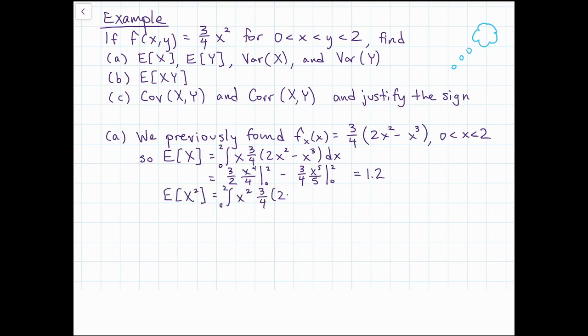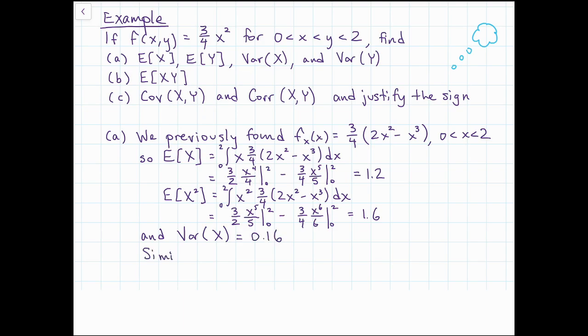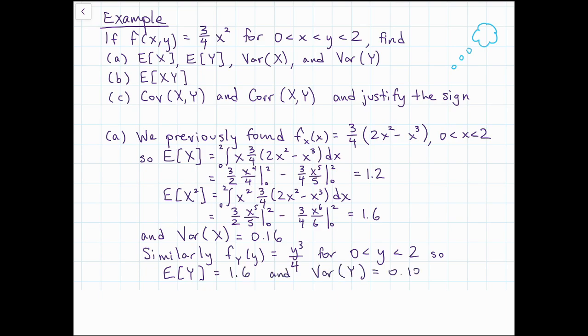Similarly, E[x^2] will be the integral of x^2 f(x) dx over all x. Plugging in, using this nice integration of a polynomial, we end up with a value of 1.6. If we combine those together, that gives us that the variance of x is 0.16. Similarly, we know that f_Y(y) was y^3/4 for y between 0 and 2. Again, we can find that the expected value and the variance are 1.6 and 0.106666 repeating, respectively. So do give that a try. Make sure you can find that. That's a fairly straightforward integration, so I didn't feel like I needed to show you all the details.